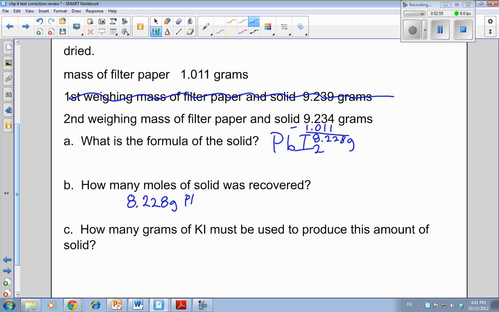So my grams of solid recovered is 8.228 grams. And I know that's PbI2. So then all I'm going to do is convert that to moles by dividing by the molar mass. If you look up the molar mass of PbI2, it's a pretty heavy compound because both lead and iodine are pretty heavy. So when I divide that out, you end up with a small amount of moles, 0.01785. I have 4 significant digits here because I have 4 significant digits in my lab data.